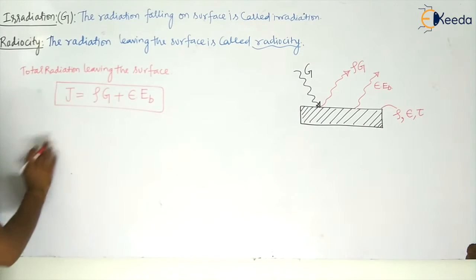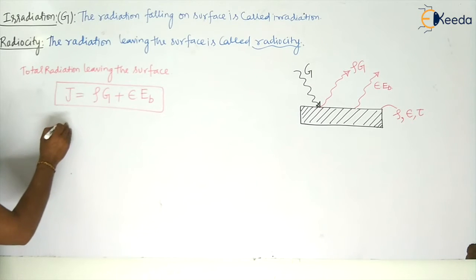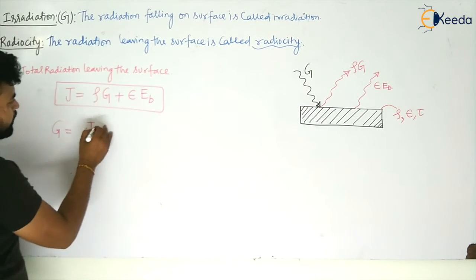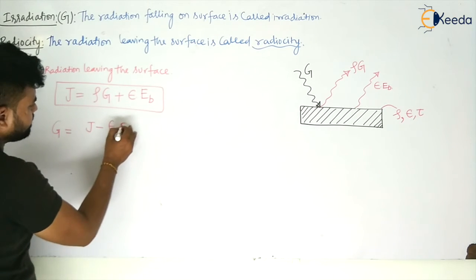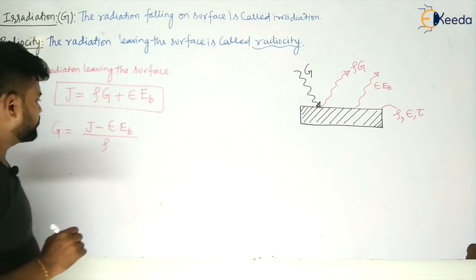Now can I calculate the value of G from here? Yes. What will be G? G will be J minus epsilon EB divided by rho, my dear students.